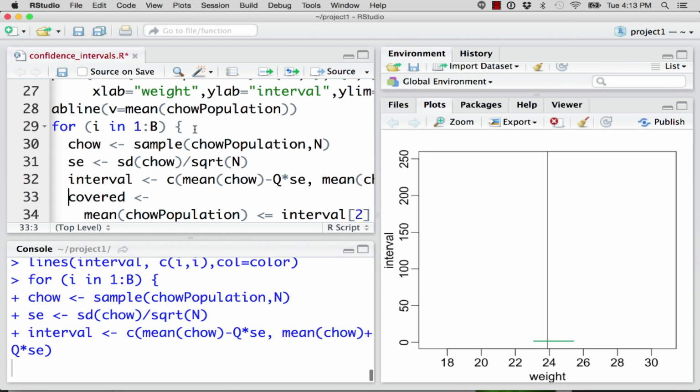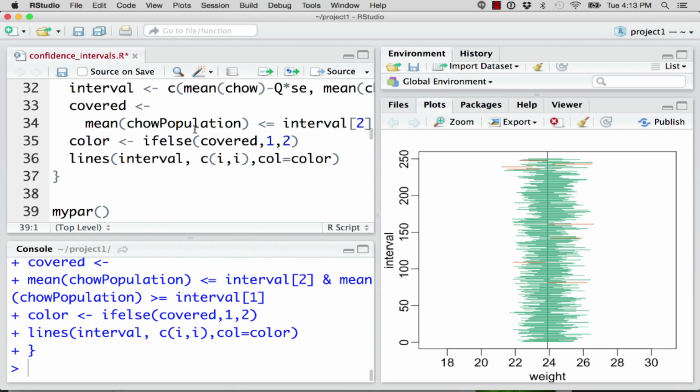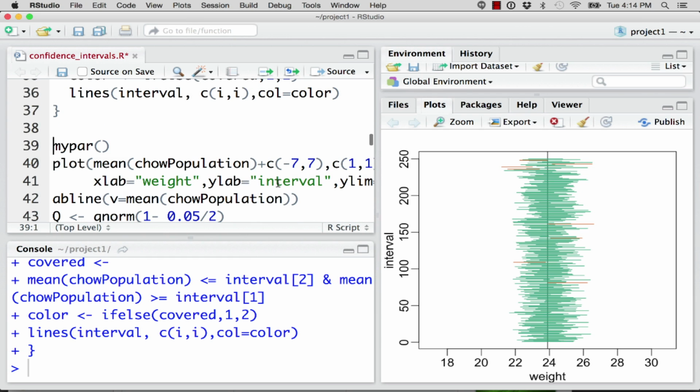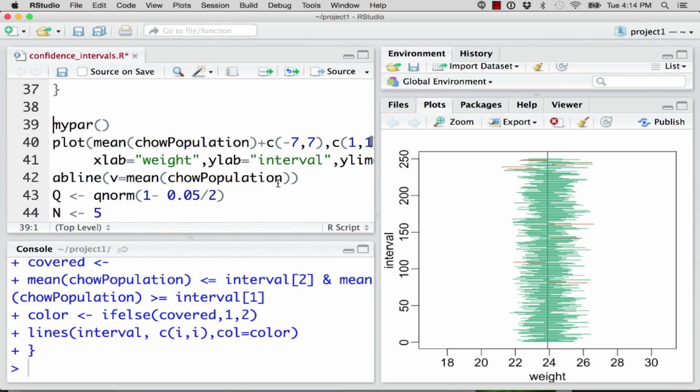Let's just do it 250 times, and we can see the intervals falling on top of the truth 95% of the time. The red ones, we make them red when they're not on top. So you can see this is not quite there. These aren't quite there. All right, so that worked out. The confidence interval worked out pretty well.